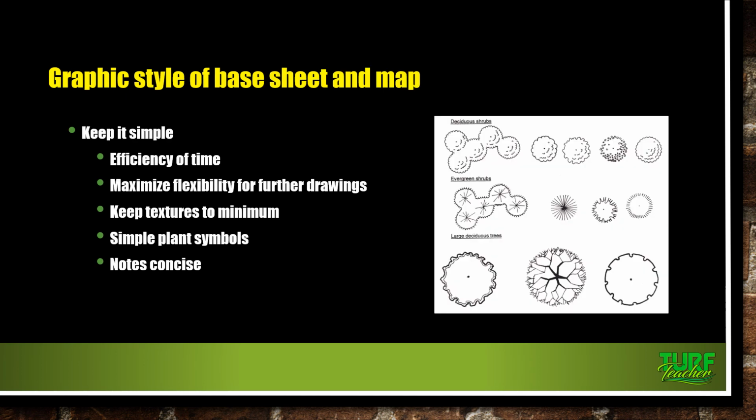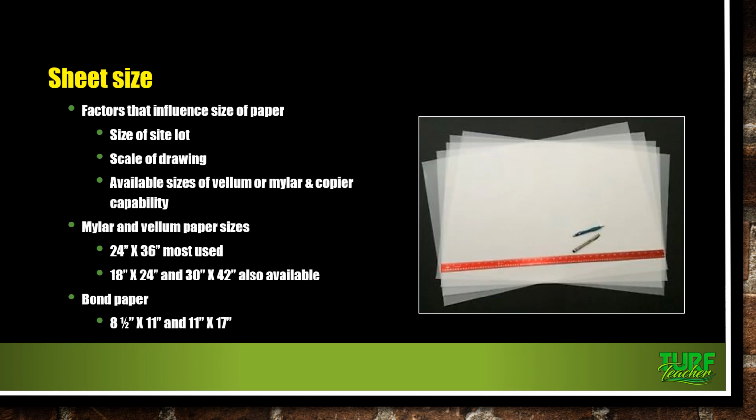Graphic style of the base sheet and map: keep it simple, efficiency of time, maximize flexibility for further drawings, keep the textures to a minimum. It needs to be simple plant symbols and the notes need to be concise. So kind of come up with your own style. I tell my students at the college, we learn how to draw pretty much every plant symbol by hand, but they need to choose the ones that represent them and the ones that they're going to use pretty much in their career. They learn that pretty early on and they stick with it through their career.